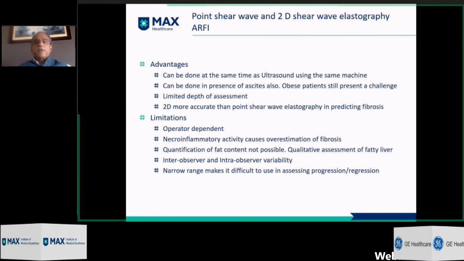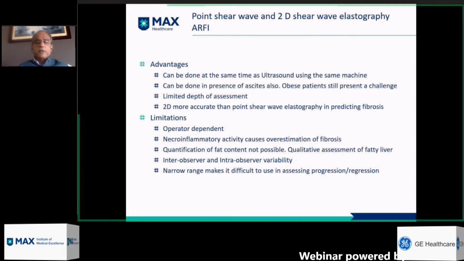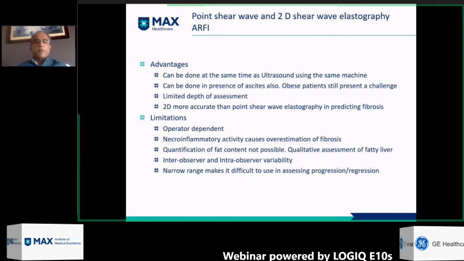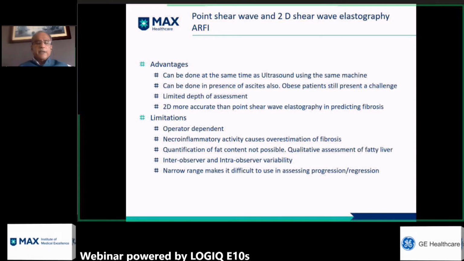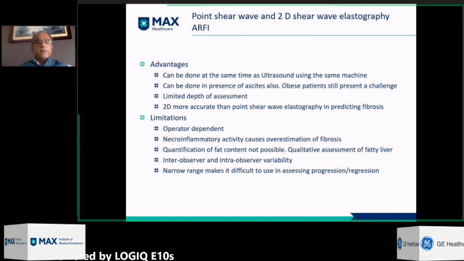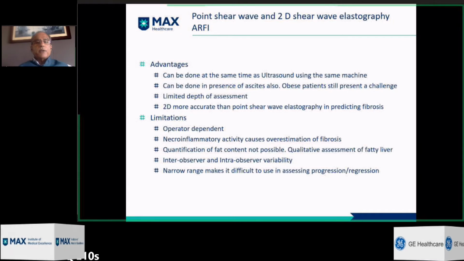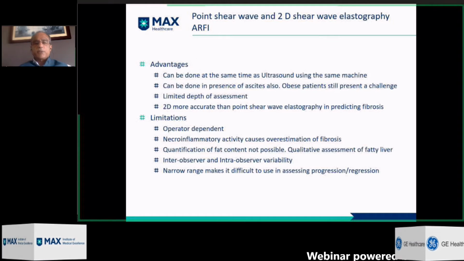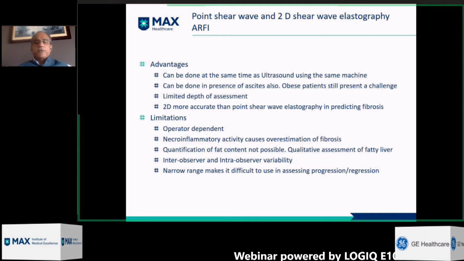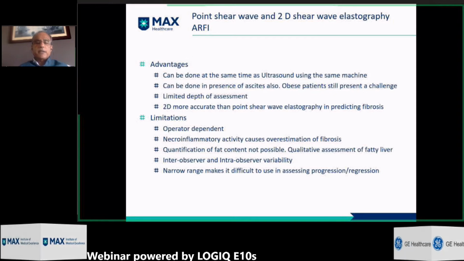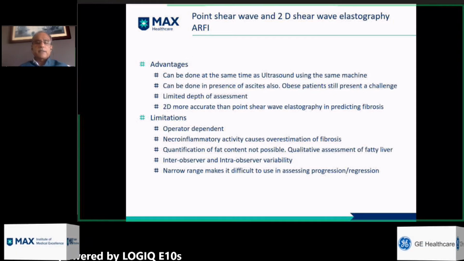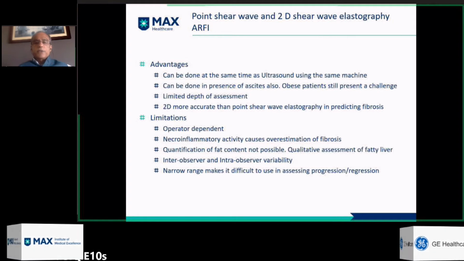So point shear wave or 2D wave elastography, I think Dr. Nidhi has talked in great detail about it. And as an outsider through radiology, my knowledge about this is relatively limited. So the advantages it offers are that it can be done at the same time as ultrasound using the same machine. It can be done in the presence of ascites, minimal ascites at least, and I think Dr. Nidhi can correct me on how much ascites should be there before you can say, no, we cannot do it. Obese patients still pose a challenge even in this.